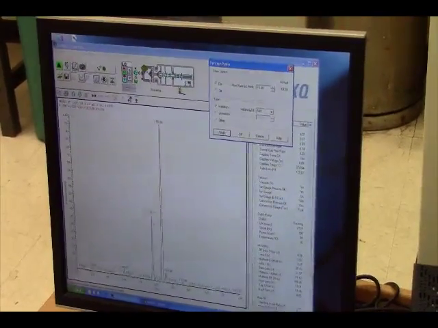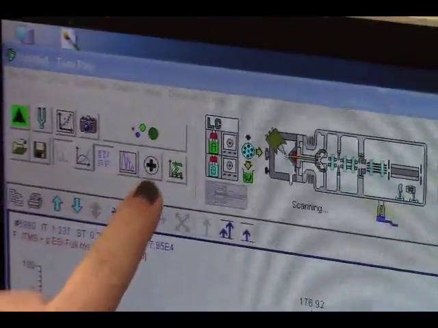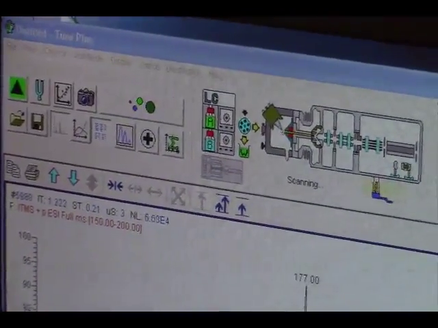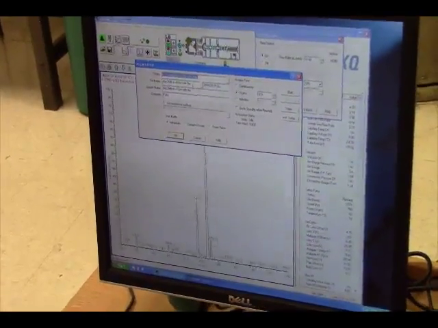Right now we are in positive ion mode. You can tell by this icon right here. Okay, so we're in positive ion mode. What we're going to do is we're going to collect 100 scans.